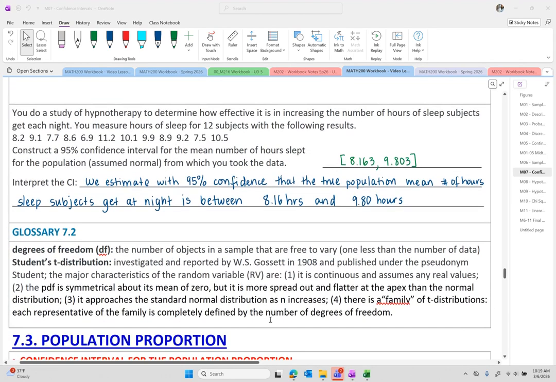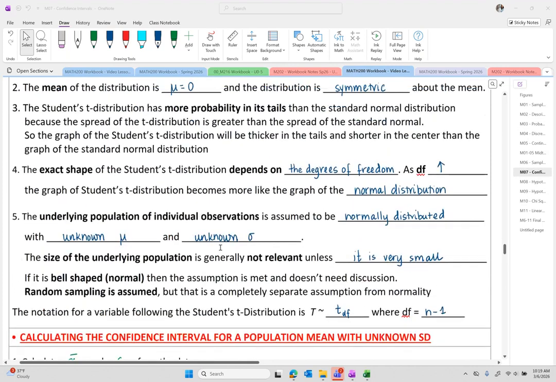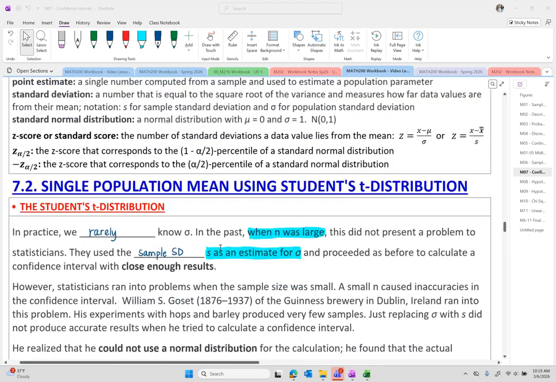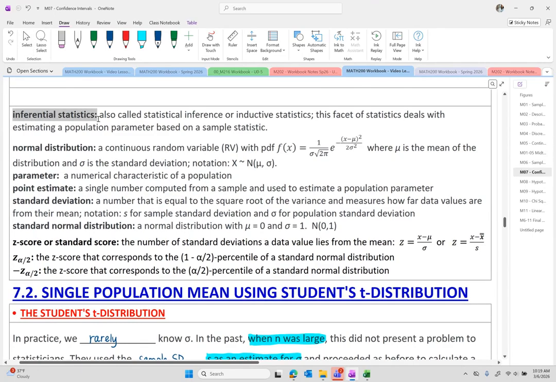Let's refresh our memory on the glossary for this section. We talked about what degrees of freedom are. And we also talked about a new distribution that we will be using called the student's t-distribution and its properties. I also want to remind you that in this second half of the course in statistics, we are learning how to do inferential statistics, also called statistical inference or inductive statistics, and it deals with you estimating a population parameter based on a sample statistic.